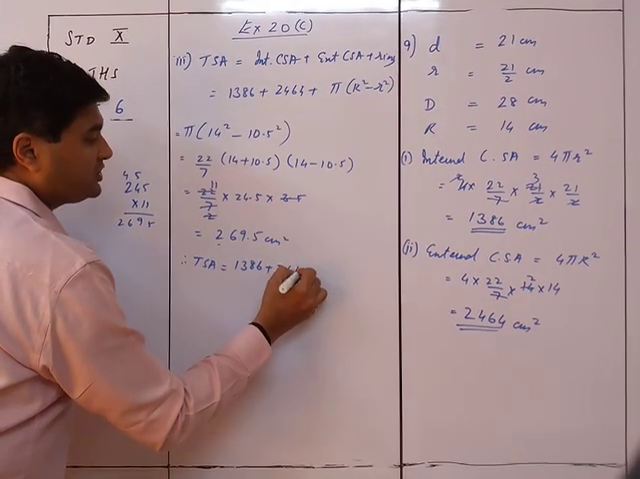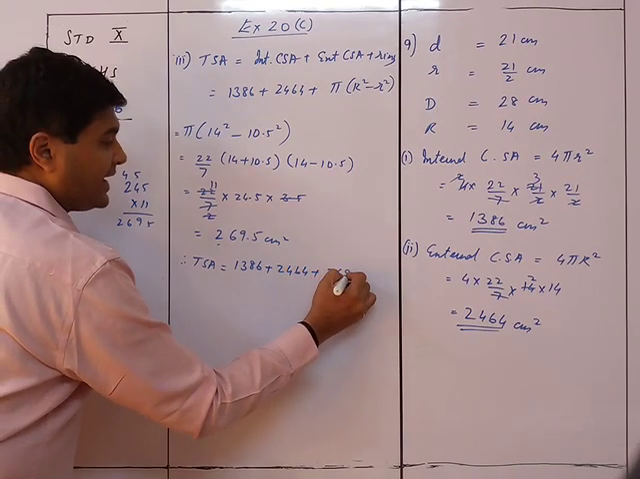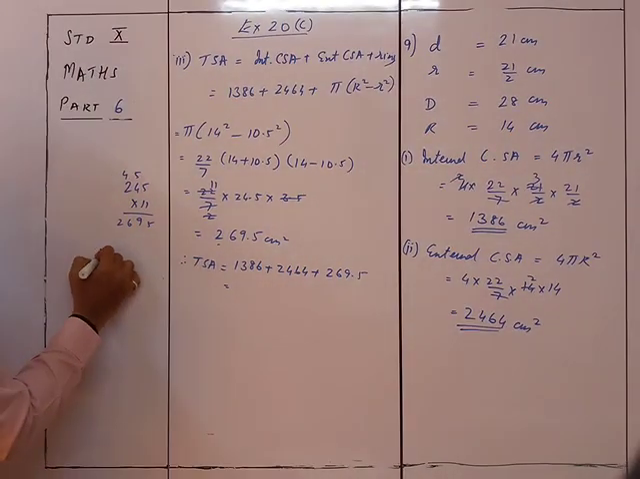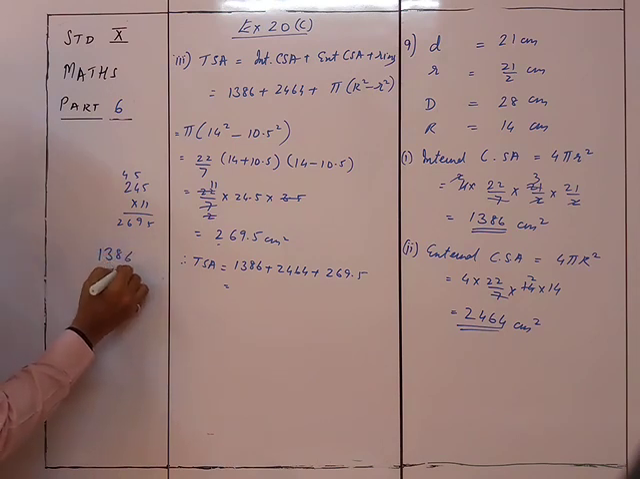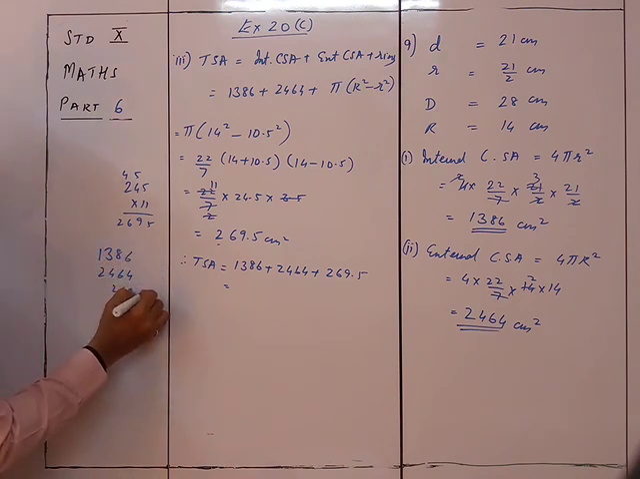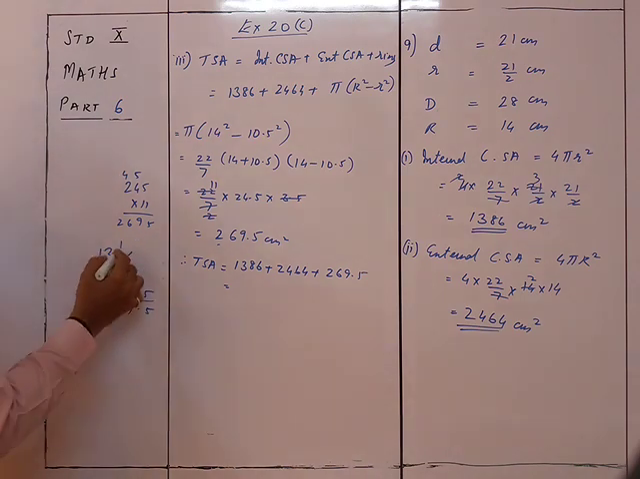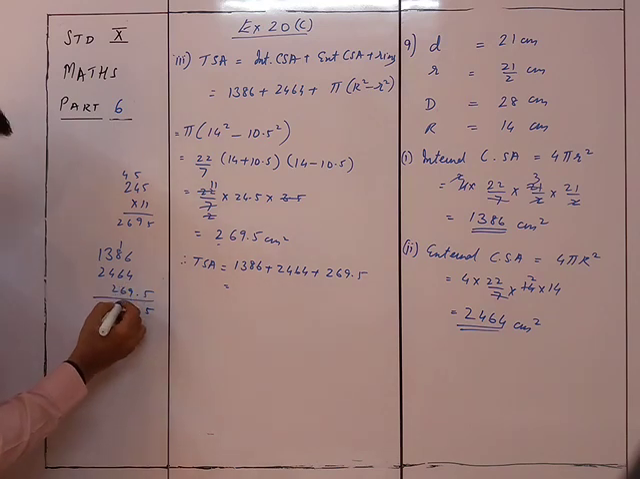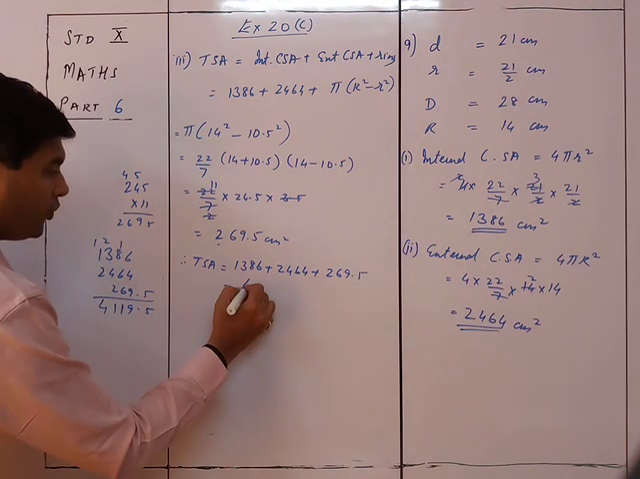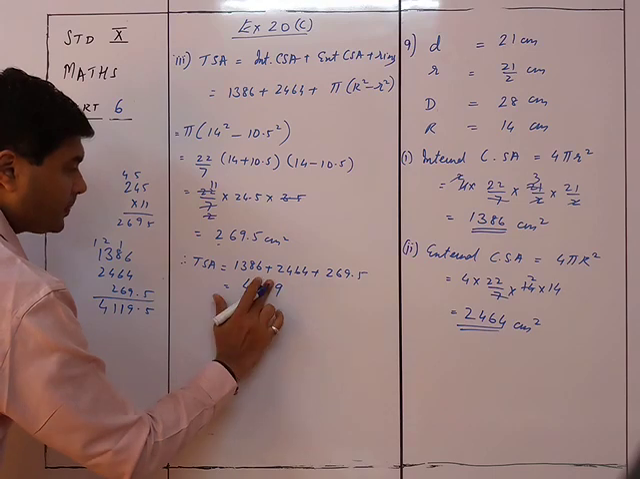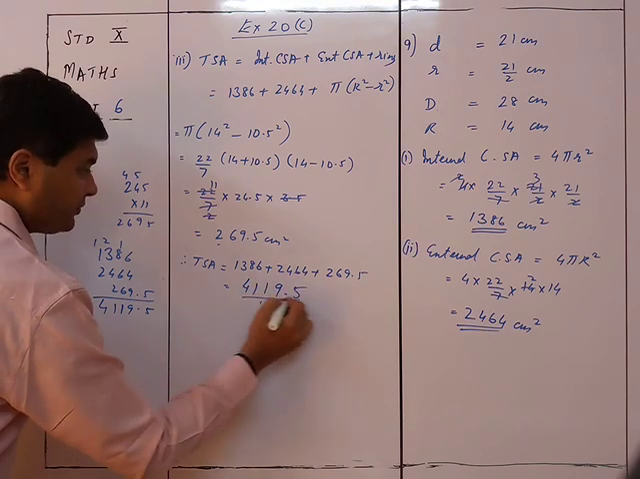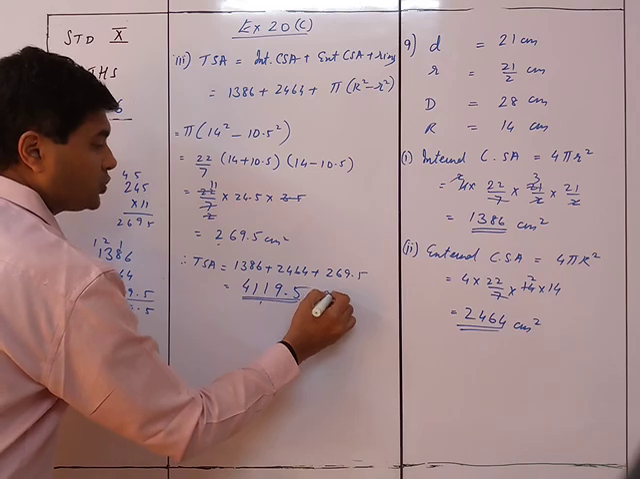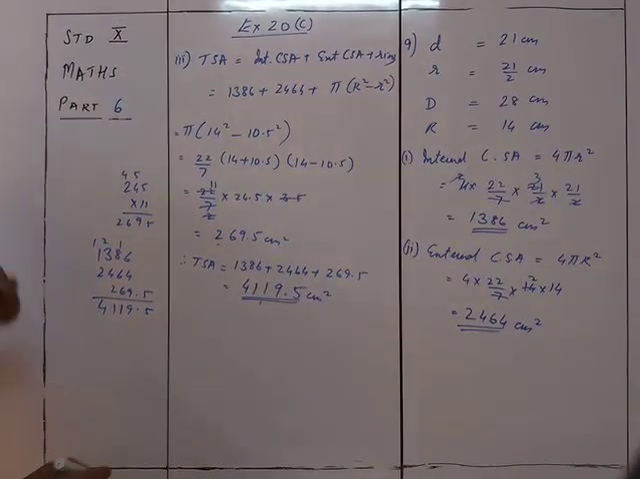Therefore TSA is going to be 1386 plus 2464 plus 269.5. Adding these up, that will be 4119.5 centimeter square. Lastly, we see the volume also.